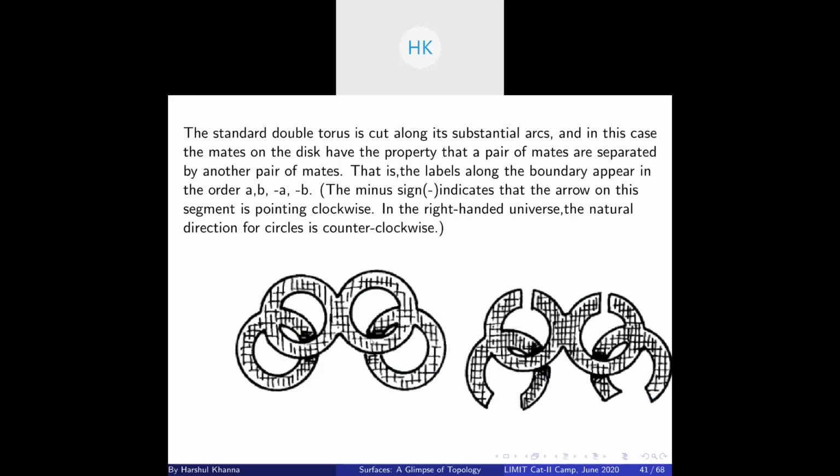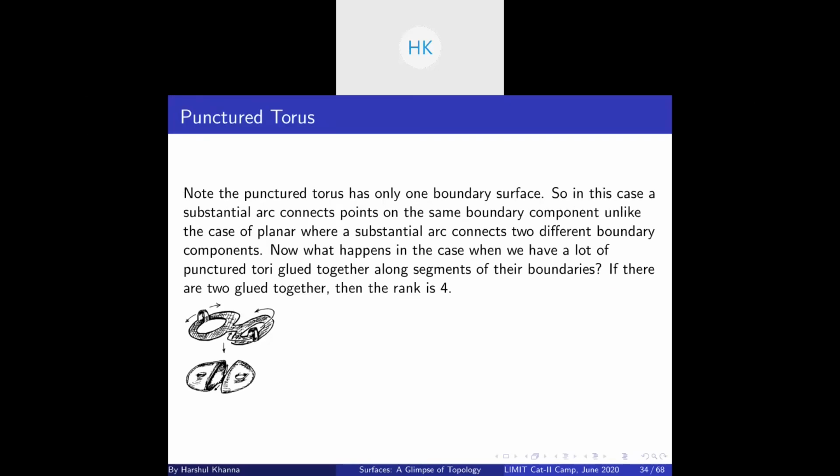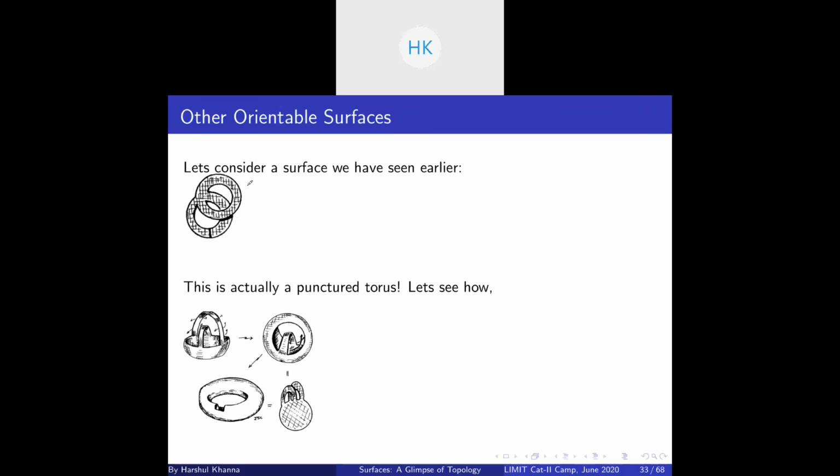First, let's talk about the double torus, the punctured double torus. This is a punctured double torus, and we cut it along the substantial arcs. Suppose we say this was A, this was B, this was C, this was D. Or let's talk first about just a torus. Suppose I cut along this and name it A. I cut along this and name it B and minus B. So let's start from here.